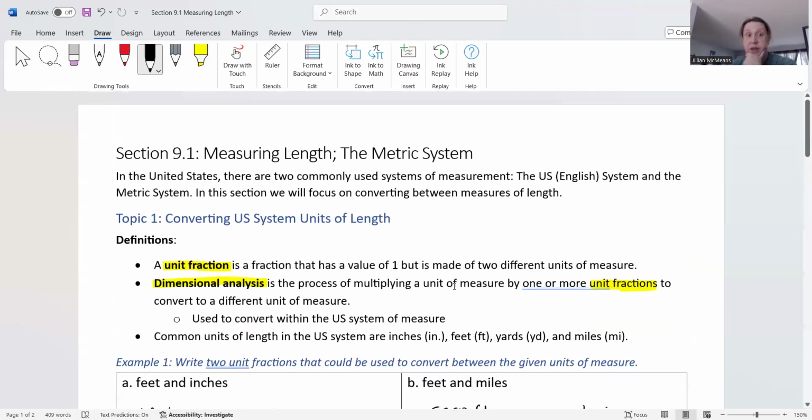Next up, we're going to look at converting length in the metric system. There is that one typo I had. And then we will look at converting between US and metric. I think that's actually where my typo is. Okay, so next up, topic 2, we'll look at the metric system.